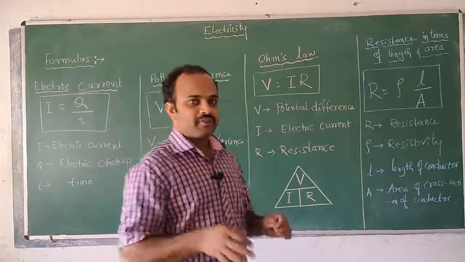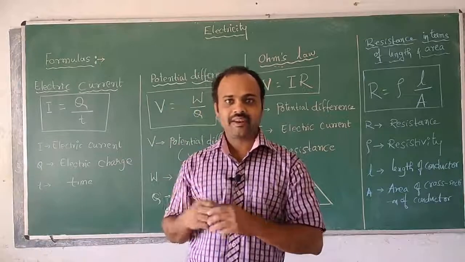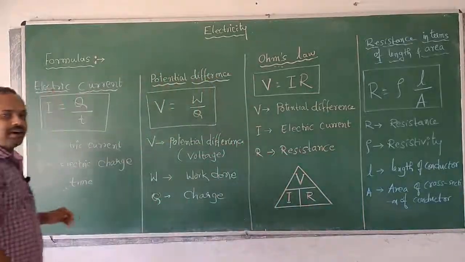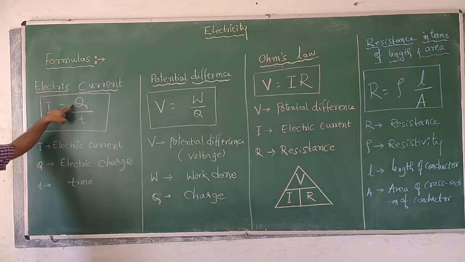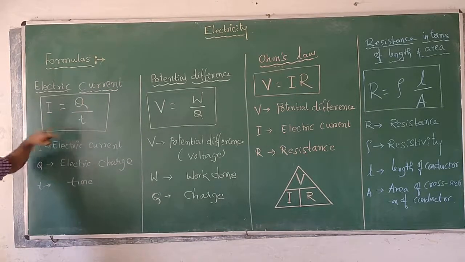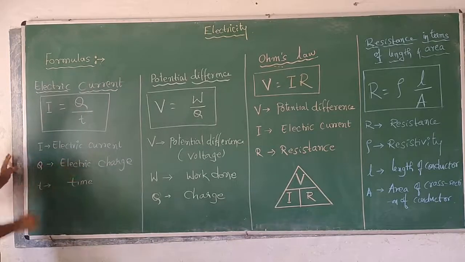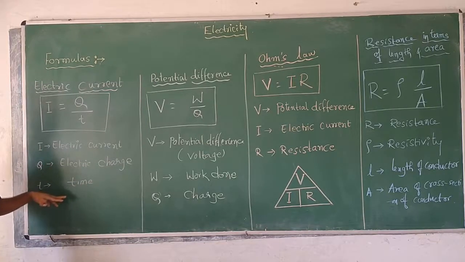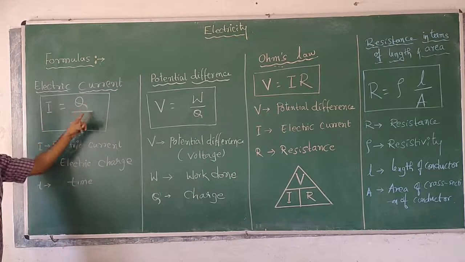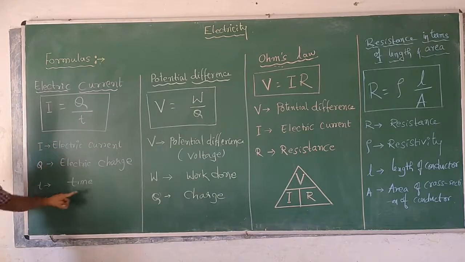Before that, we have to see the formulas we learned in electricity, one by one. First one is electric current. Electric current is given by the equation I is equal to Q divided by T, where I is electric current, Q is electric charge, and T is the time for which current flows.